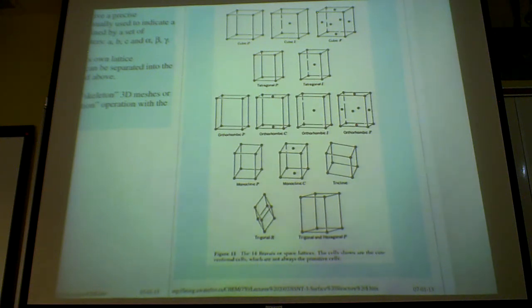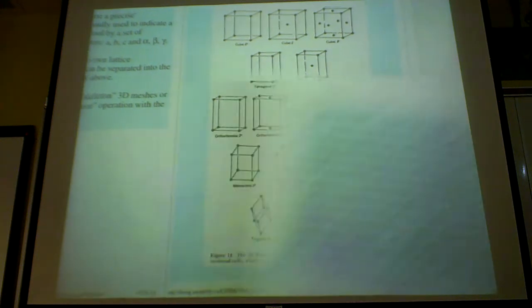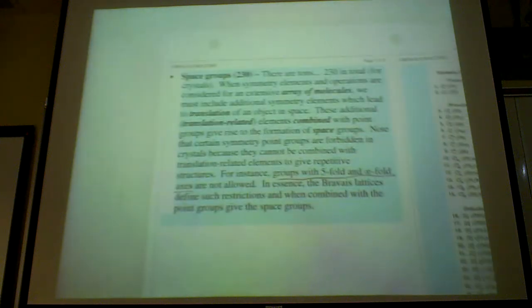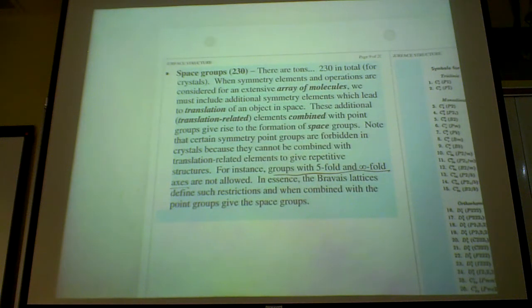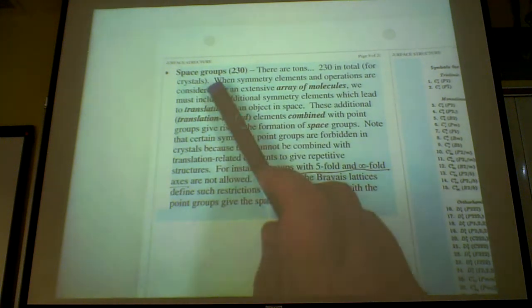So these are point groups, and then there is something called space group. Some people may not know about space groups. There are lots of space groups. And what is a space group? A space group is really additional. You take your point group, all the point group symmetry elements, and you add more to it. What do you add? You add symmetry elements that lead to translation of objects in space. Basically you add translation-related symmetry elements to your point group operations, and then you generate the space group.